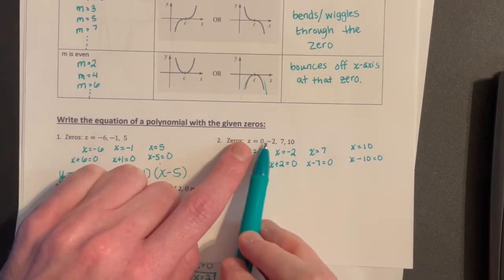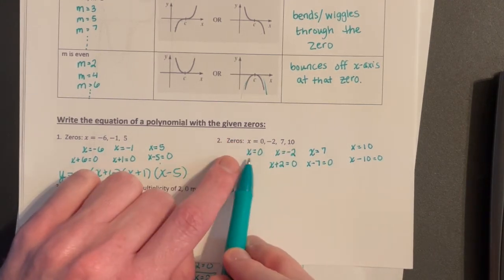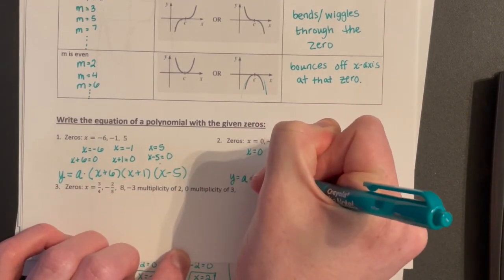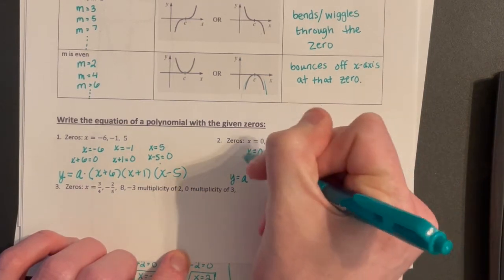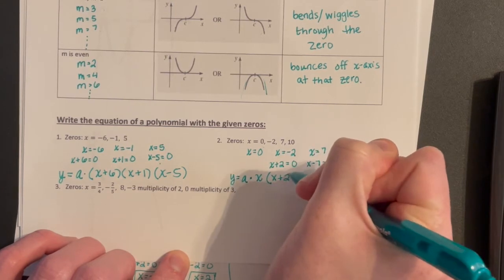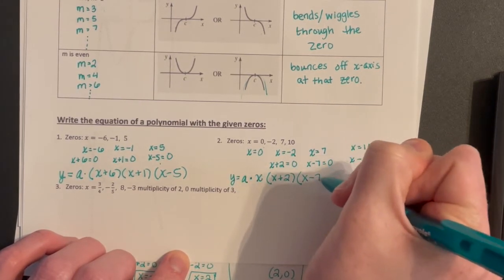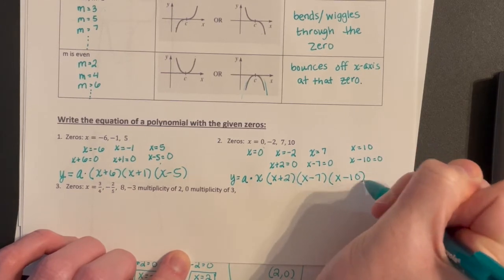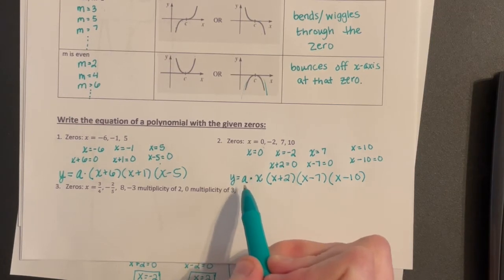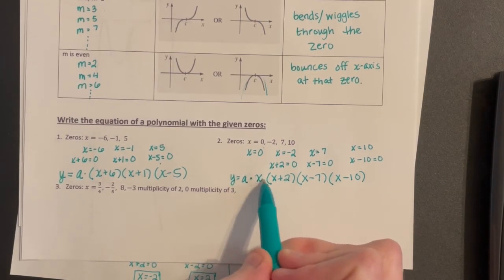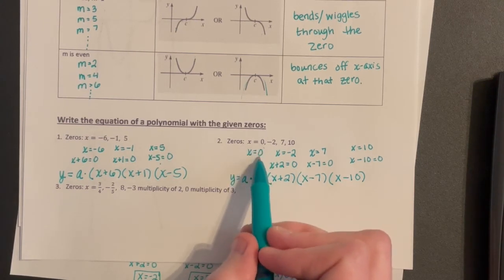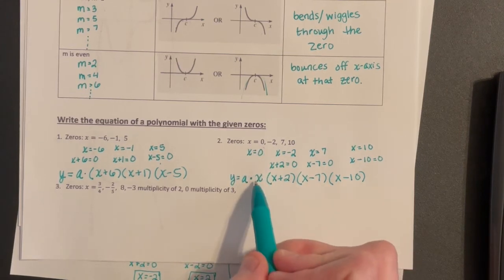So in total, we had 4 zeros, which means I should have 4 factors. And I'm going to write this out. y equals a times, and now one of the factors is just x. Another's x plus 2, so parentheses x plus 2, parentheses x minus 7, and parentheses x minus 10. All of those are the factors. a is just that vertical stretch or shrink. Notice that when you have just an x, that's where that 0 is coming into play. So we'd have an x-intercept of (0, 0) because of this one x.